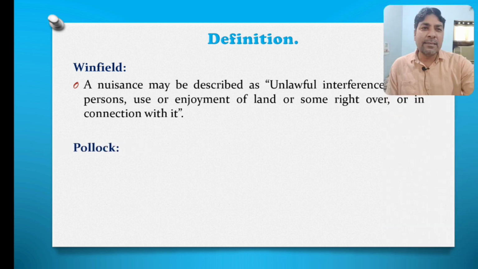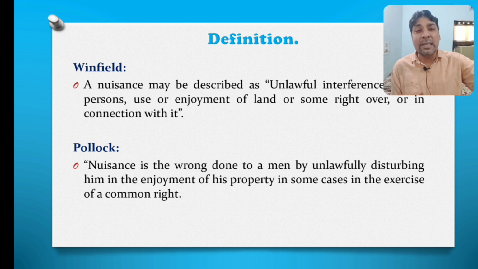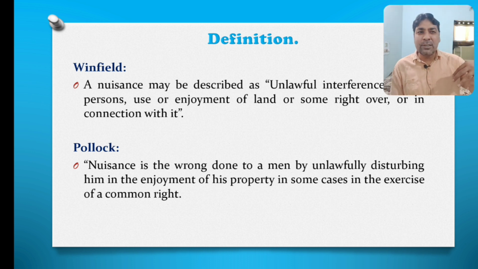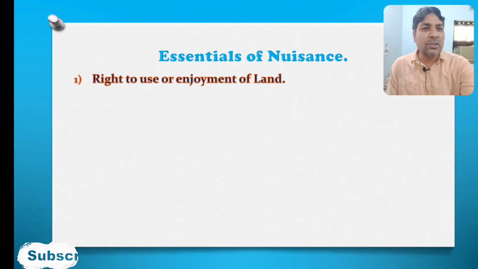Now Pollock defines the term nuisance: nuisance is the wrong done to a man by unlawfully disturbing him in the enjoyment of his property, in some cases in the exercise of common right. So I am the owner of a land, I have a right to use or enjoy that property, and if any person unlawfully disturbs me in that right by a wrongful act, then I will be entitled to claim compensation by instituting a suit against that person, because the right to use or enjoy land is my right and no person is entitled to unlawfully disturb me. So if any person unlawfully disturbs my right to use or enjoyment of land, it comes under the category of nuisance according to Pollock.